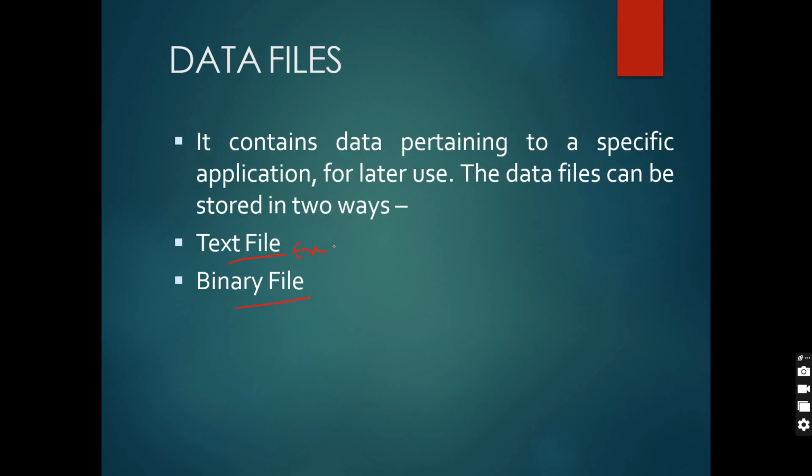What are the examples for the text file? For example, we have MS Word, PowerPoint presentations, and MS Excel. All these are text files. What are binary files? Binary files are the exe files, executable files. All C programs, after compilation, will be converted to the exe file.